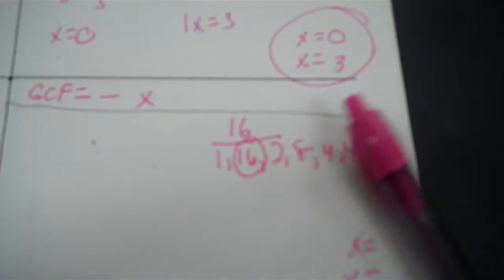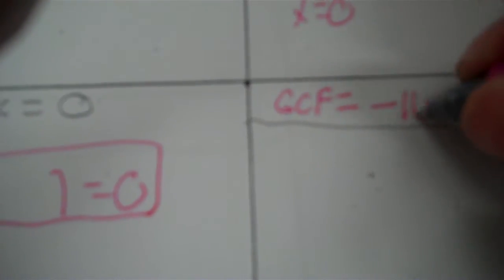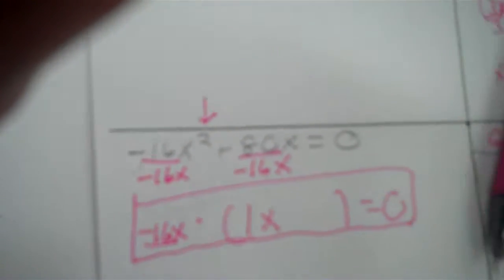So I guess let's try 16. So 16 divided by 16 is 1. 80 divided by 16 is 5. 16 works, okay? So negative 16x. So that's going to be 1, and then x. 80 divided by negative 16 is negative 5, so that's going to be minus 5, and that cancels, okay? So that's factor 1, that's factor 2, and I'm ready to solve.